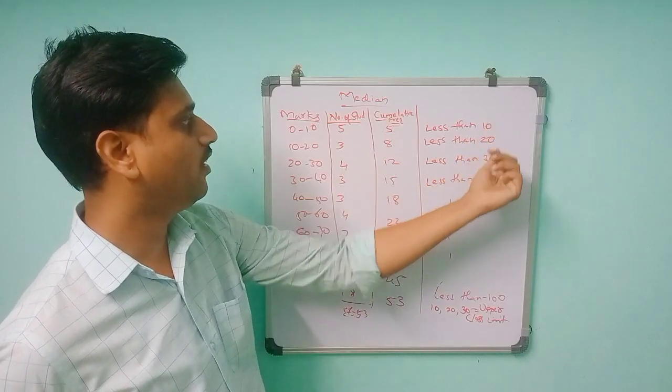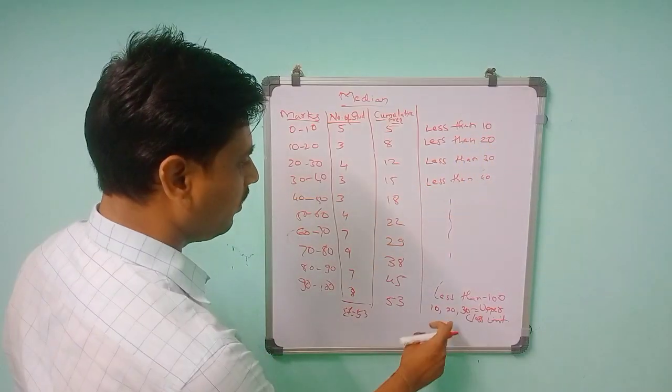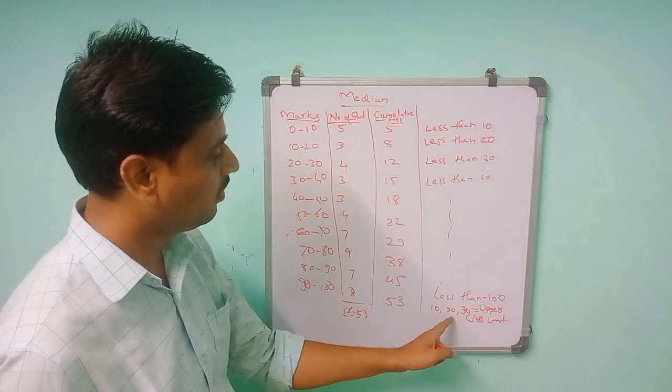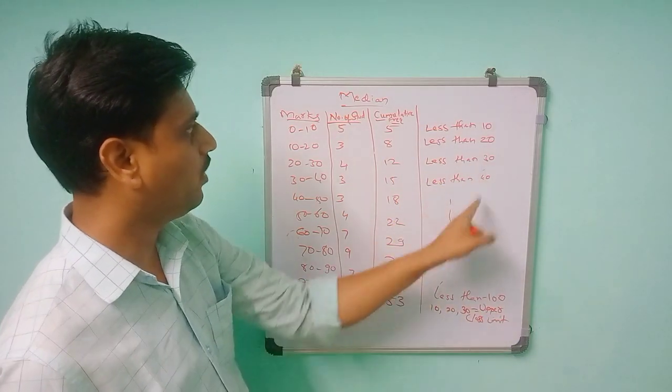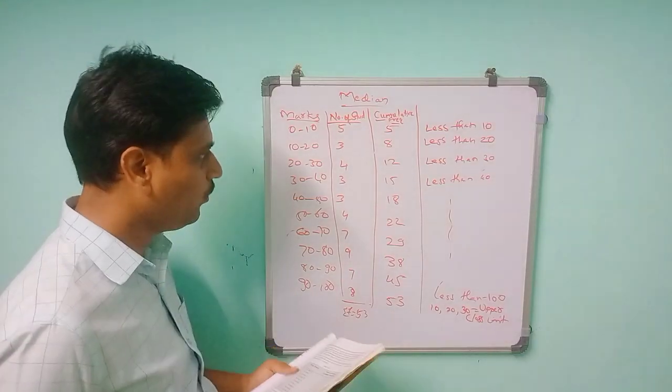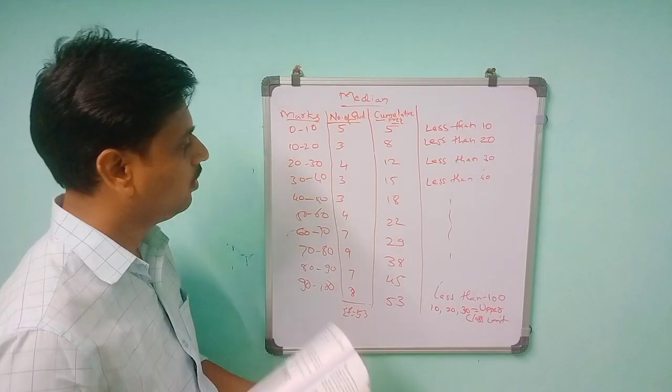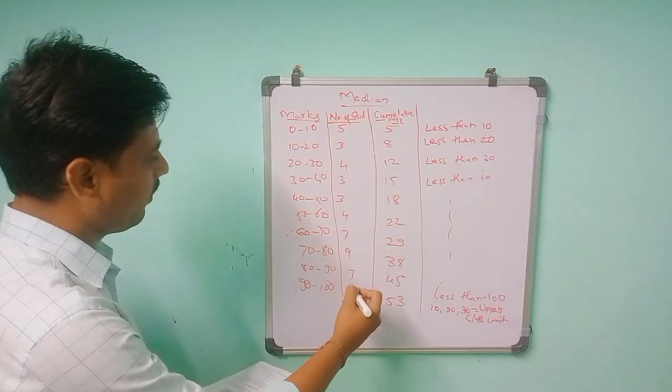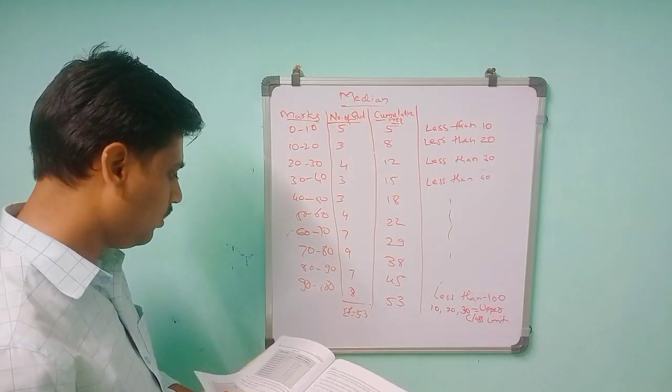So like that, 10, 20, 30 will be the upper limits. In the less than method, the upper class limits will be 10, 20, 30, 40, like that only. Now if you take this in reverse, where the number of students is given, for that we use the more than method.